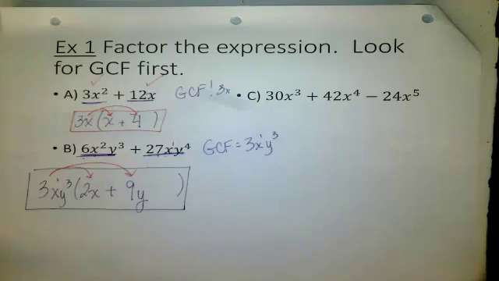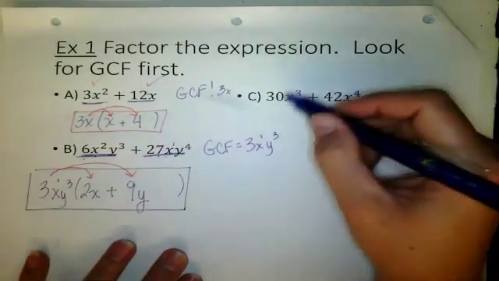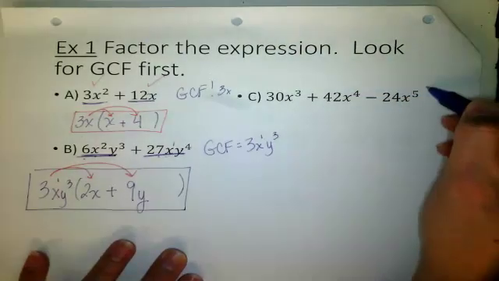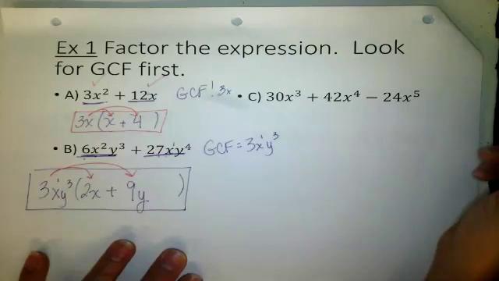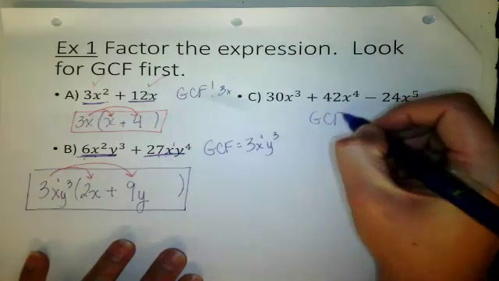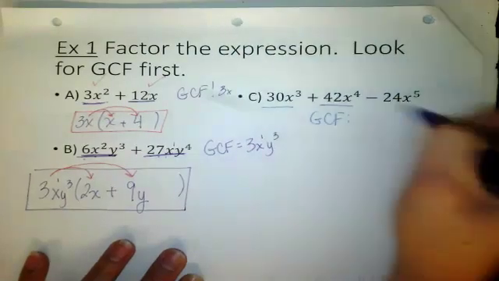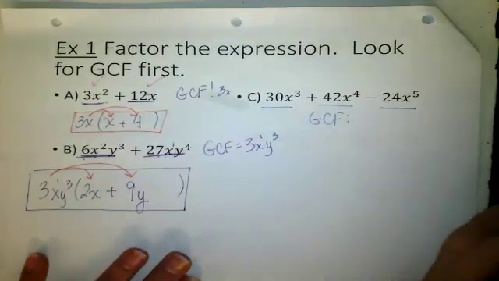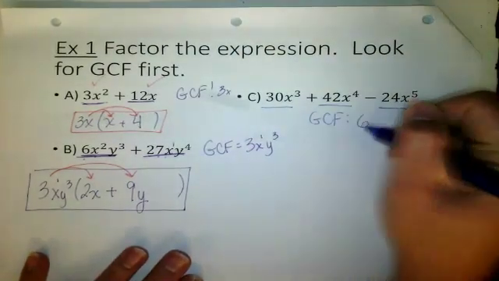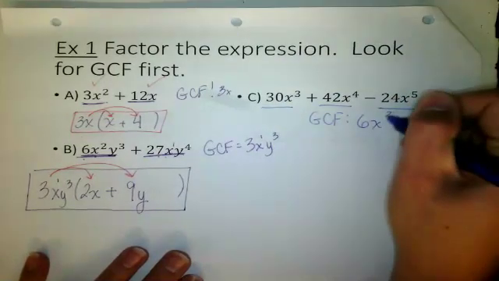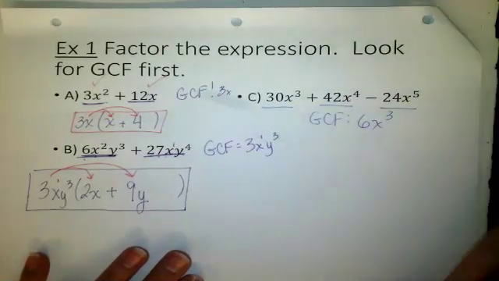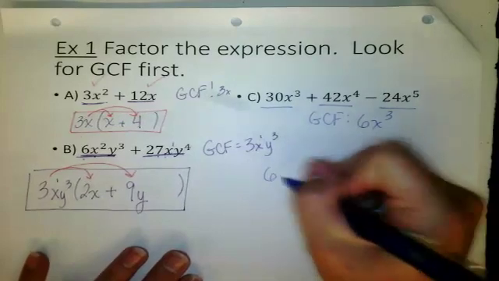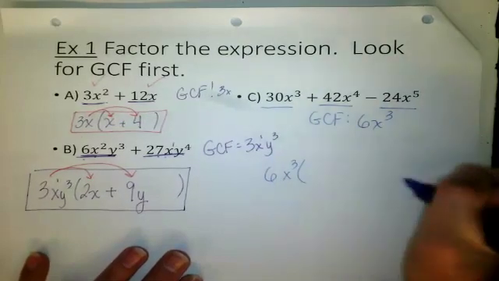Okay? All right. Here, slightly bigger numbers. What is the GCF when you look at all 3 terms? What number? 6. X to the 3rd. They each have at least an x to the 3rd. So I can take out that 6x cubed.